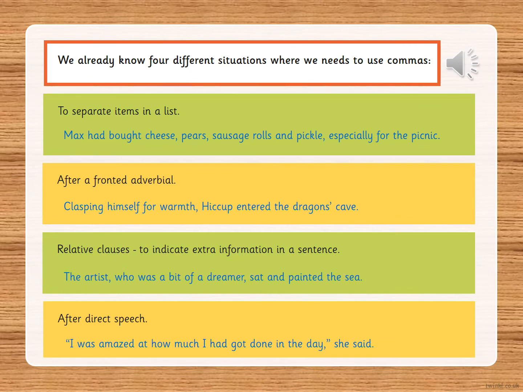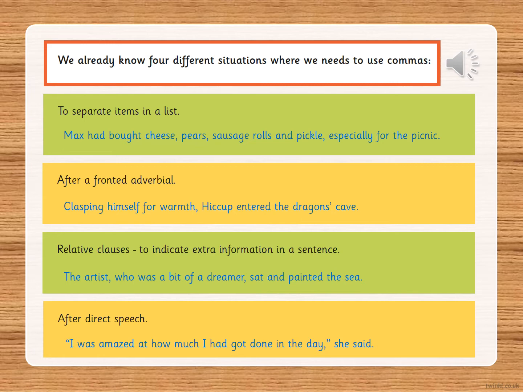We already know 4 different situations where we need to use commas. Firstly, we must use commas to separate items in a list. For example, Max had bought cheese, pears, sausage rolls and pickle, especially for the picnic. Secondly, we must use a comma after a fronted adverbial. For example, clasping himself for warmth, Hiccup entered the dragon's cave.